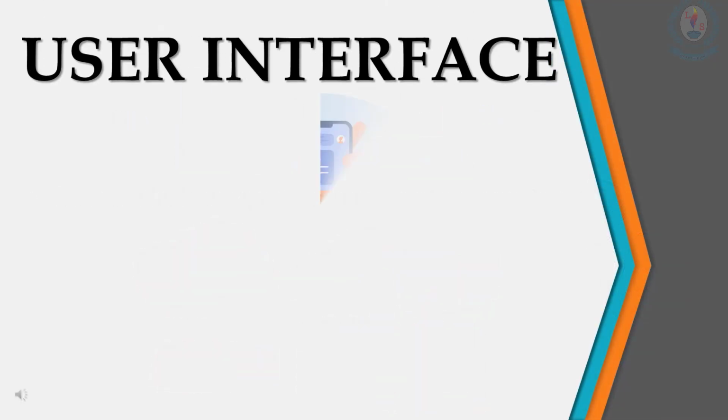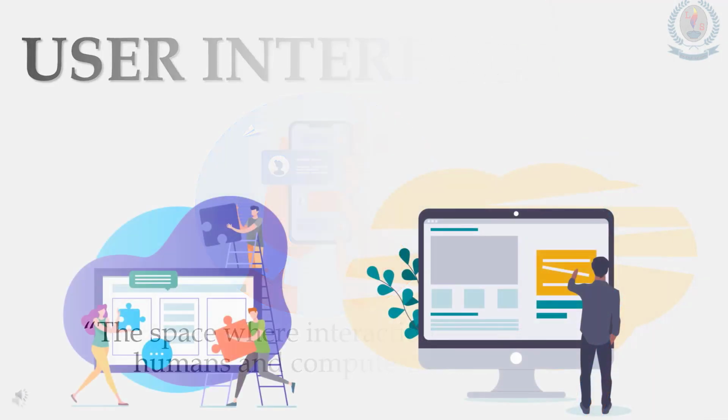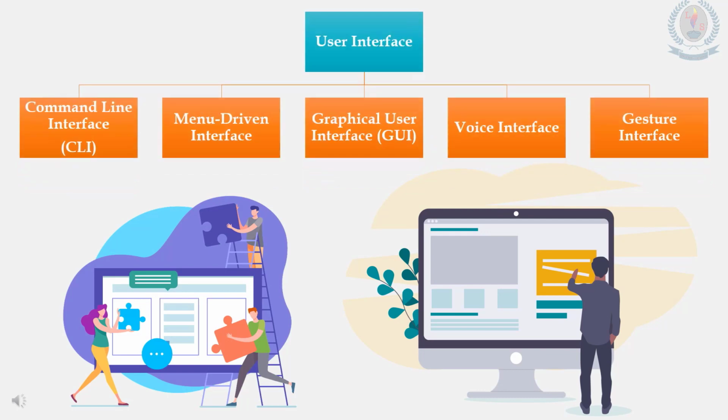Now we are going to discuss the feature user interface. User interface is the space where interactions between humans and computers occur. We can classify user interface into 5 categories. They are command line interface, menu-driven interface, graphical user interface, voice interface and gesture interface.